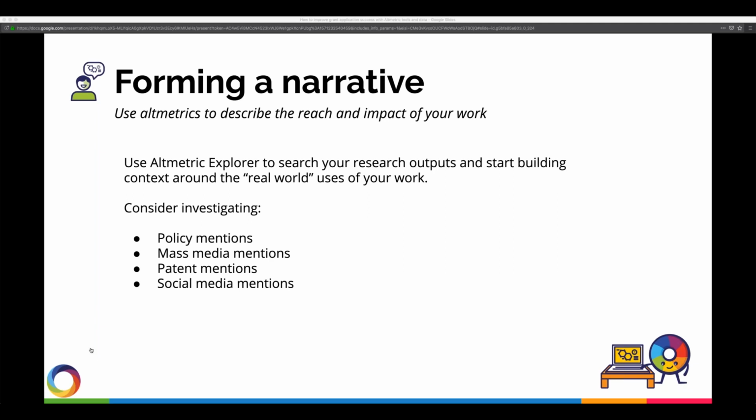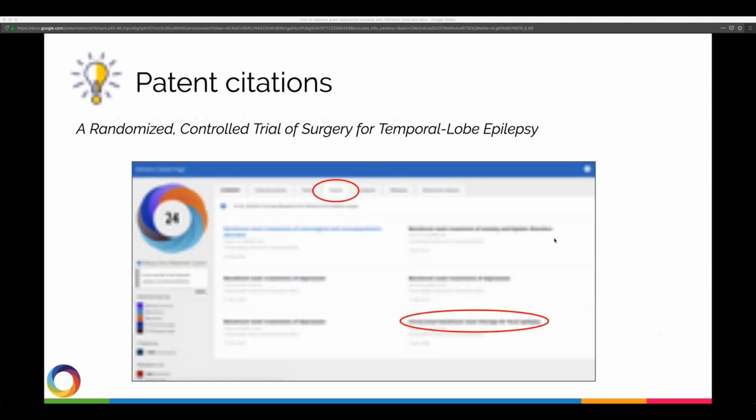So let's look at some examples of what this could look like using specifically data from public policy mentions, mass media mentions, patent mentions, and a little bit of social media mentions. So first, let's look at patent citations in this paper on surgery for the treatment of epilepsy. If I look at the altmetric details page for this paper, you see lots of pretty colors. You see lots of metrics on the left-hand side. But if you click through to the actual patents themselves, you start to get really important information.